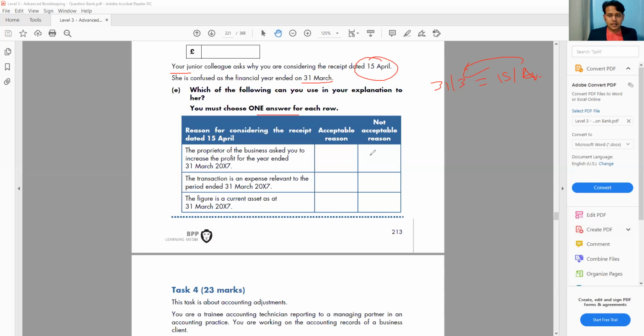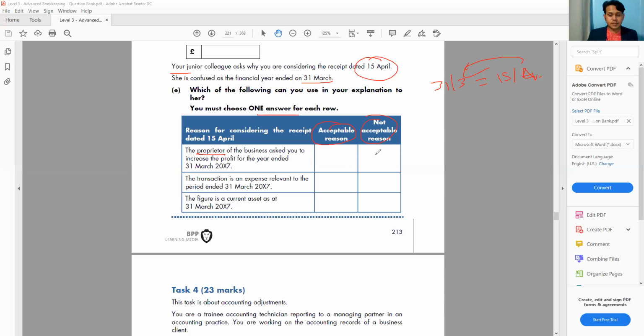So, acceptable reason or non-acceptable reason. The first one, the proprietor. The proprietor means the owner. The owner of the business asks you to increase the profit for the year, and that's why you record this. Is it an acceptable reason or not? It cannot be an acceptable reason, can it? Because if your owner asks you to show some more profit and include all the income, it doesn't work like that.